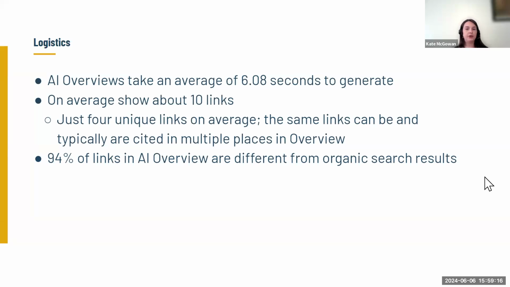And another key point is that the top 10 organic traditional search results, those top 10 ranked results, are often cited in the AI overview, but they're not always the same ones that are cited in the AI overview. So a study showed that 94% of links in the Google AI overview are actually different from the top organic search results. So we're going to talk a little bit more about what that opportunity means. And we'll also note here that Google is still testing how paid ads will appear in the AI overview.